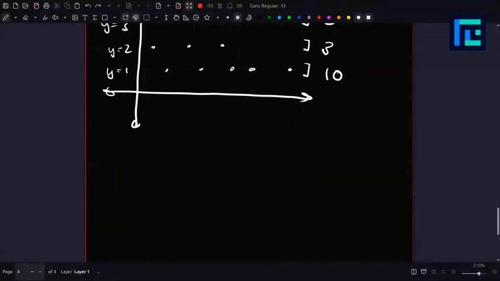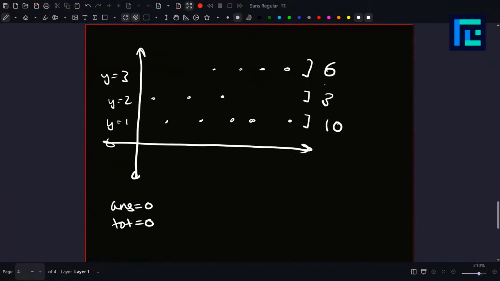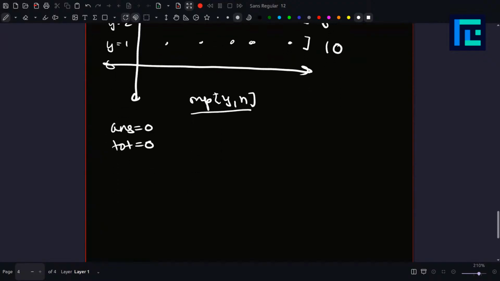So in my start, my answer is 0 and my total is equal to 0. Now I go to y equals 1. I'm iterating over my map, so I have y and n values from my map. So I go to y equals 1. What happens to my answer? My answer becomes 10 times 0, which is 0 itself, and my total becomes 10. So now my total has become 10.